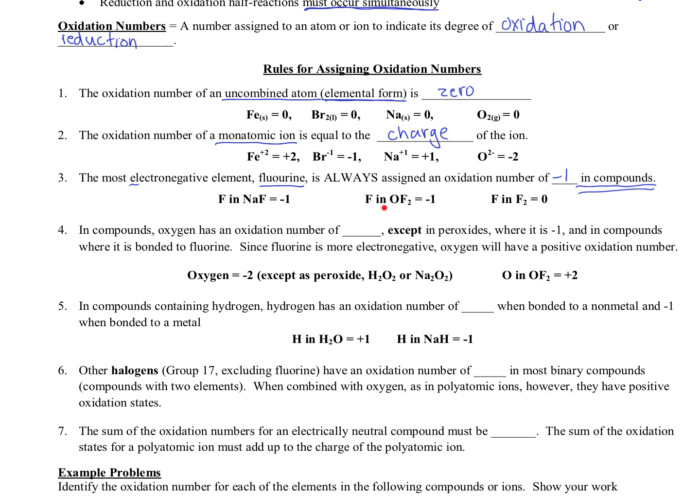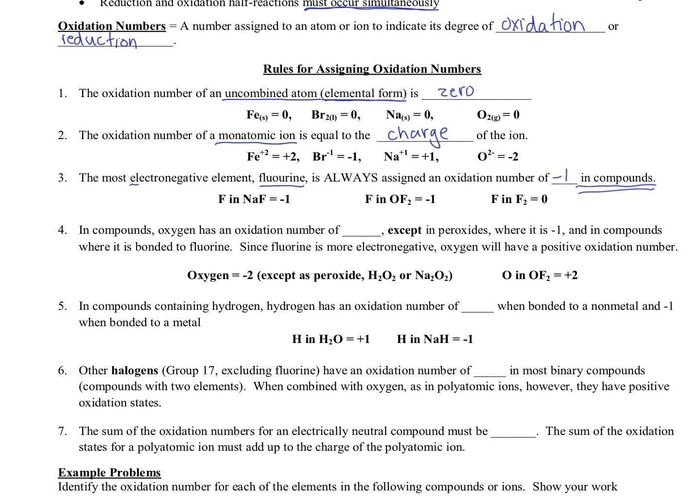When we have a covalent compound where fluorine is bonded to oxygen, again, the fluorine is in a compound, so the oxidation number of the fluorine is -1. But when fluorine is F2, that is the elemental form of fluorine, and it has an oxidation number of 0 because it is the elemental form.